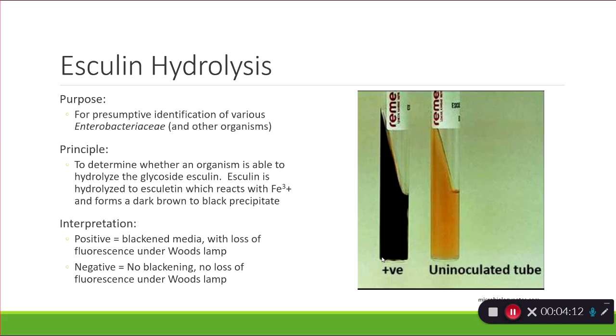Here's the esculin hydrolysis test. This is a presumptive identification for various Enterobacteriaceae and some other organisms. The principle of this is to determine whether an organism is capable of hydrolyzing the glycoside esculin. Esculin is hydrolyzed to esculetin, which reacts with iron and forms a dark brown-black precipitate. It's positive if we see blackened media with a loss of fluorescence under a Wood's lamp. It's negative if there's no blackening and no loss of fluorescence under the Wood's lamp.